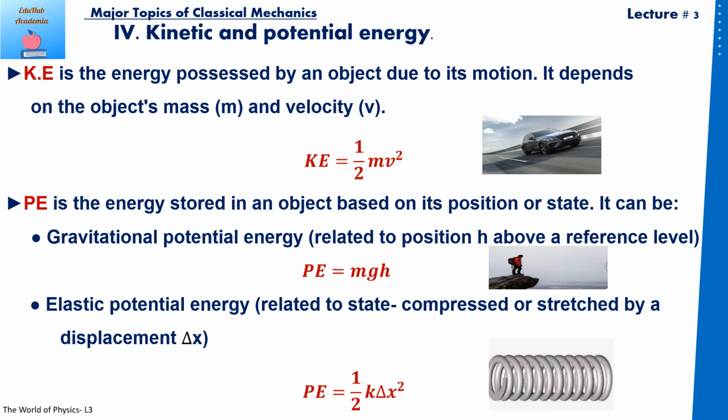While the elastic potential energy, which is related to the state, can be explained simply by looking at an elastic spring. If you compress or stretch the spring by a certain displacement delta x, you are storing elastic potential energy in that spring, and that energy is given by the formula half times the spring constant k times the displacement square. How do you know there is energy stored in the spring? Simply let go and the spring will go back to its original position or shape. Then we are certain that there was potential energy stored in that spring.